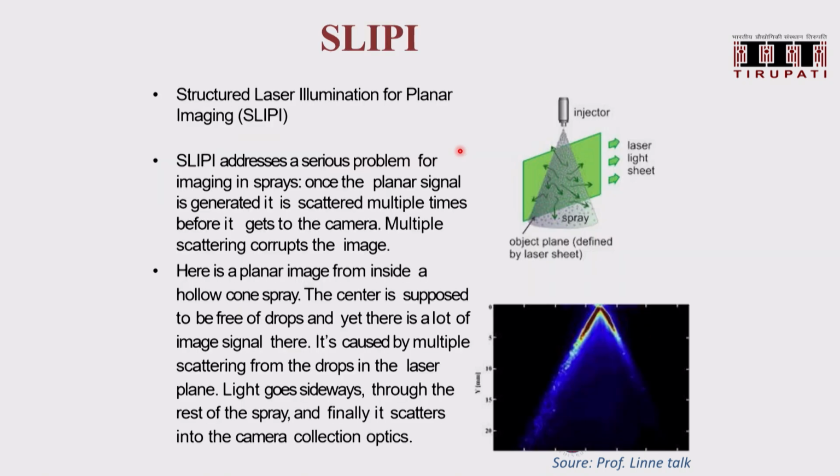There is another method called structured illumination. What happens is, generally, if you pass a laser sheet and get the scattering image, there will be multiple scattering coming up. If there is a spray and I illuminate along this axis, whatever scattered light comes from here will hit the drop here. So there will be multiple scattering.